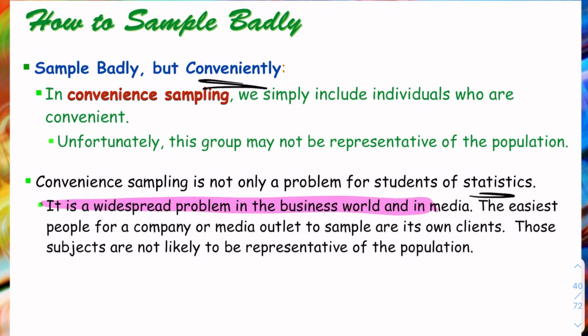Convenient sampling is not only a problem for students of statistics, it is a widespread problem in the business world and in media. The easiest people for a company or media outlet to sample are its own clients. Those subjects are not likely to be representative of the whole population. And that is the idea we keep going to. We want our data to be representative of the population of interest.